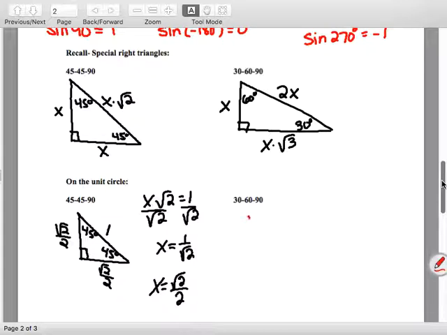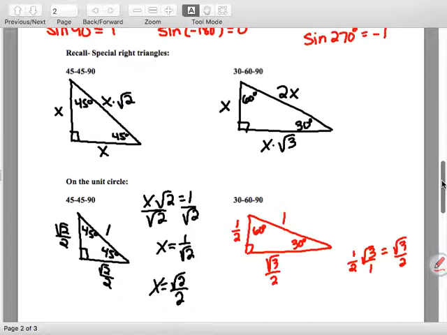So now let's look at the 30/60. But I'm telling you my hypotenuse is 1. Now, you should be able to tell me what the side is across from 30. Jacob, what do you think it is? It's 1/2. And then the one across from 60 is a 1/2 times square root 3. But instead of writing a 1/2 times square root 3, we write it square root 3 over 2.